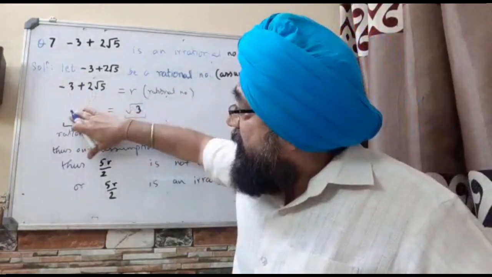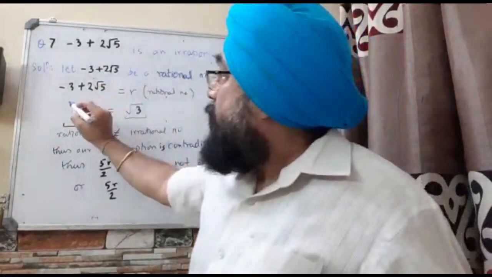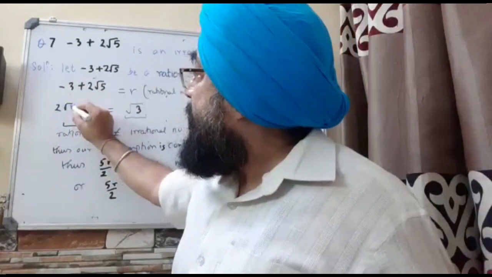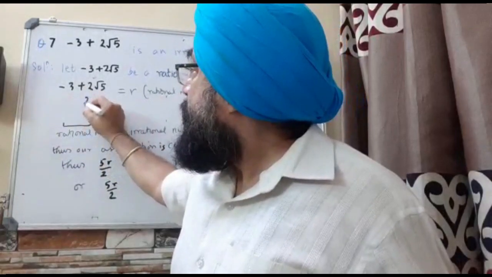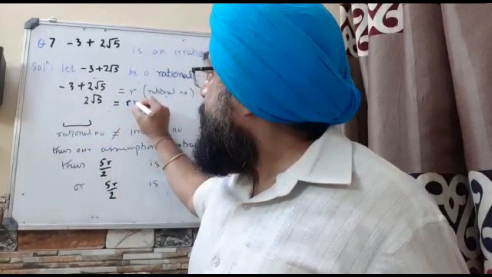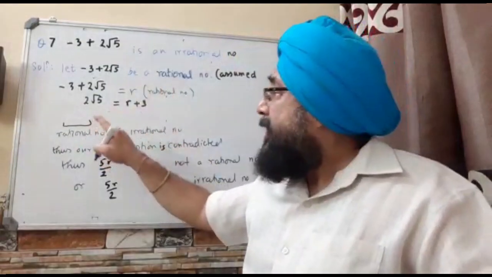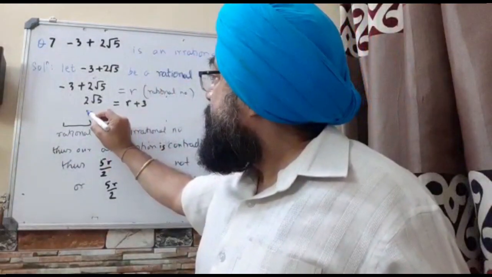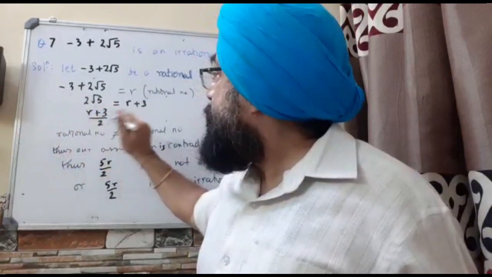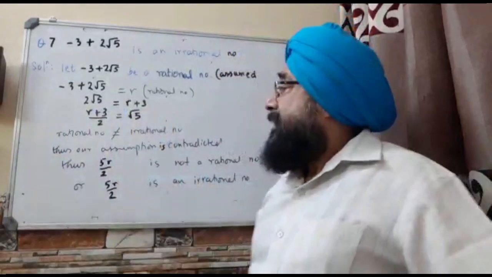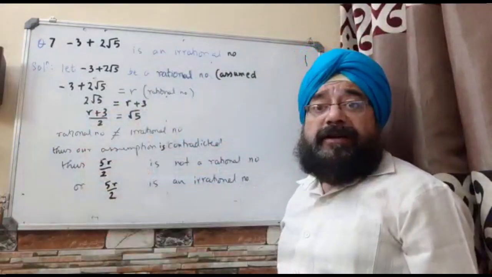So your mathematical operations will happen. That is, I will bring this 3 on this side. So what do I get? I get 2 root 5 is equal to R plus 3. And one more operation is possible. 2 is multiplied here, comes on the other side and divides. So what do you get? You get R plus 3 upon 2 is equal to root 5. And whether you write it this side or that side hardly matters. I have written it that side so that the rest of the things fall in place.